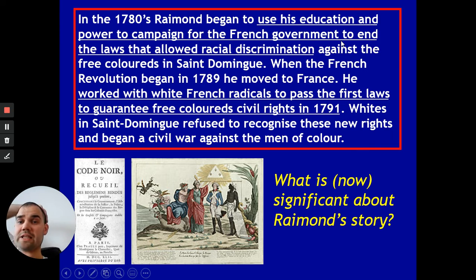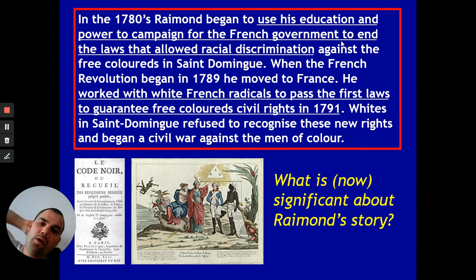So we're thinking about what's significant about his story now. Well, he goes to France and gets this elite education, but he then uses it to campaign against the laws of racial discrimination that existed in Saint-Domingue. He campaigned to end the laws that discriminated against the free colors in Saint-Domingue. He didn't think that the aristocracy of the skin was fair.